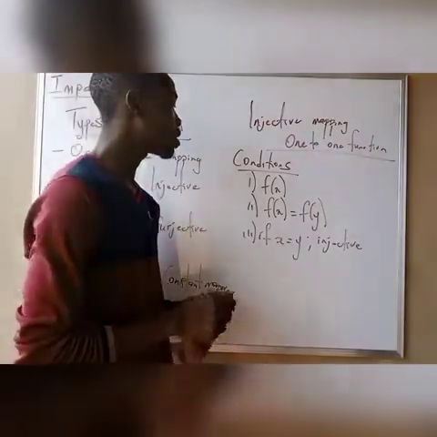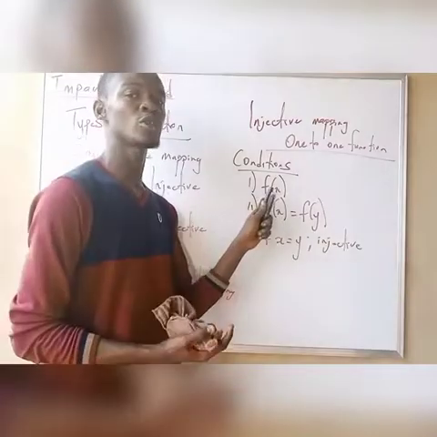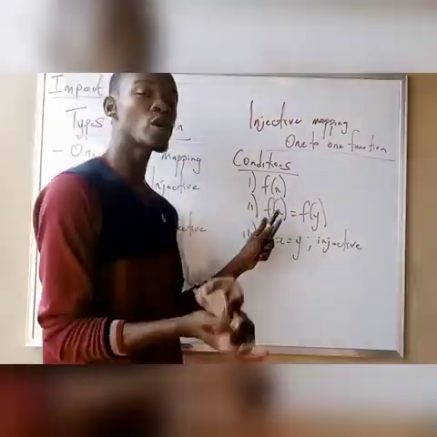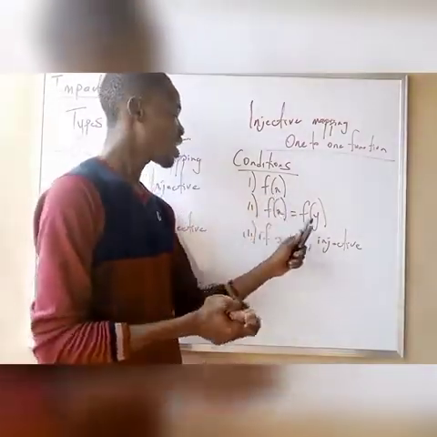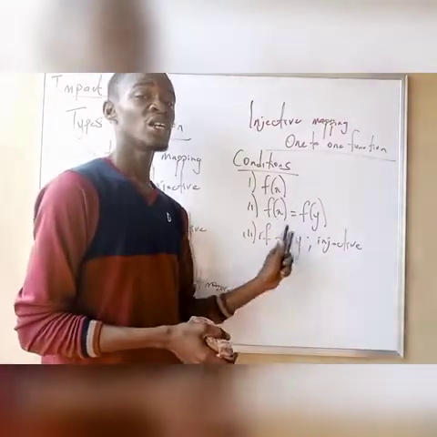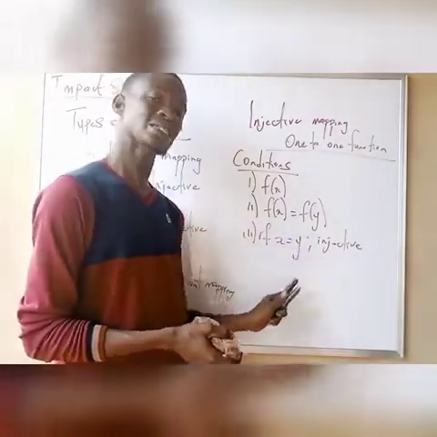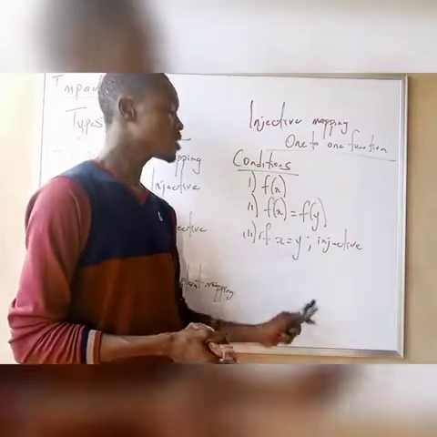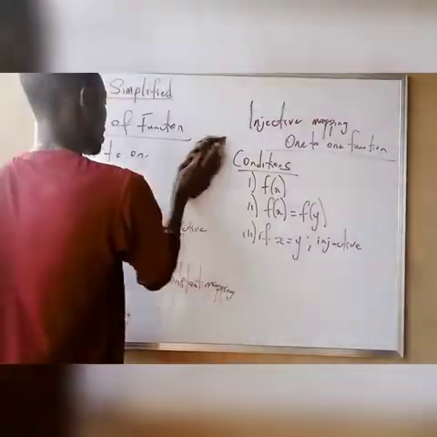The first one is what? The condition is they are going to give us f of x. You equate your f of x to f of y, and after that, at the end of the day, if you can prove that your x is equal to y, that makes the function injective.